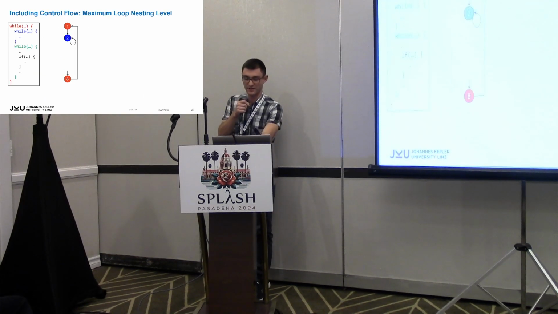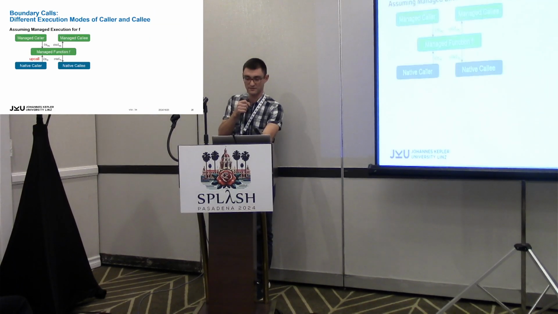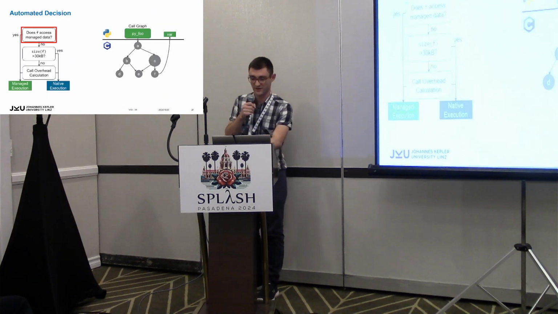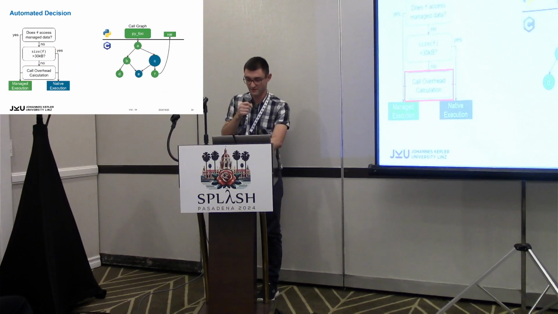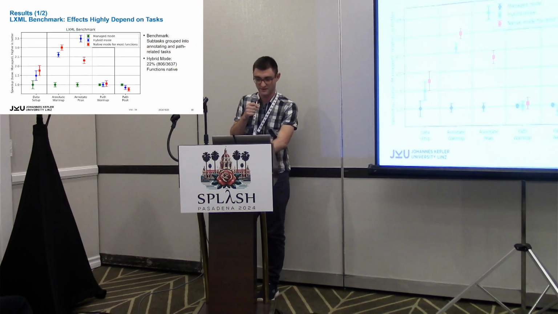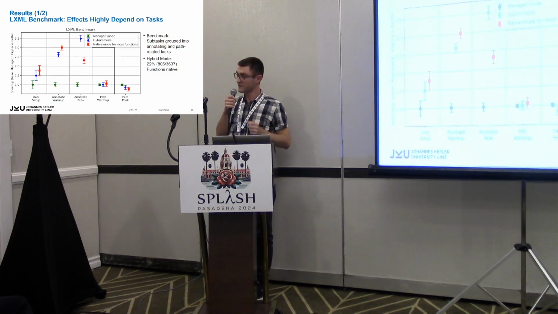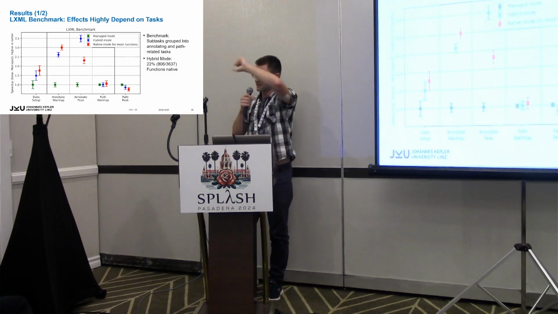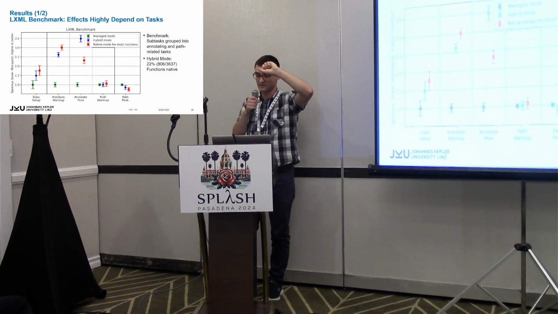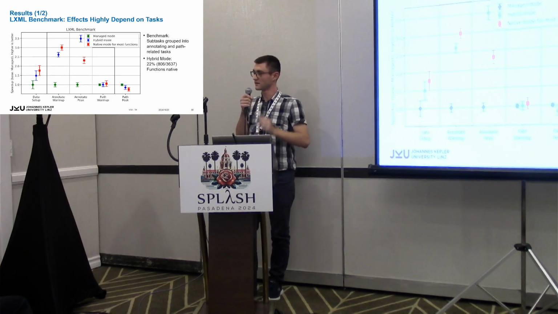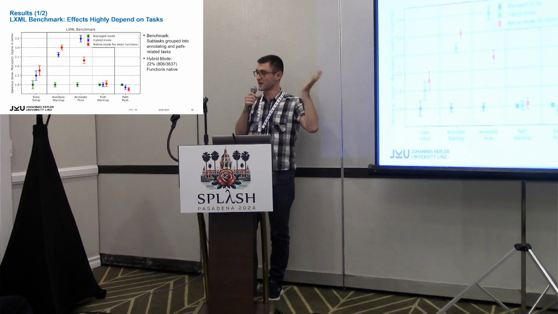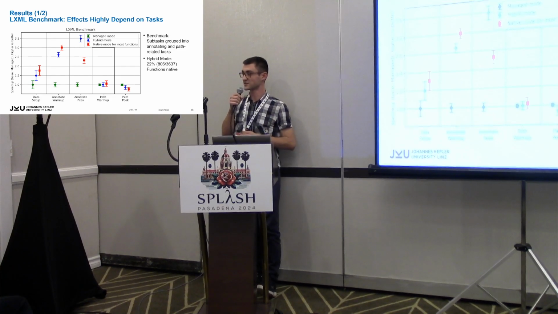If we see that in a benchmark, for example the LXML benchmark, I think only a third or even less, 22%, of the functions are native, then we could adjust this division by 2 to make it more appropriate to the actual situation in the application. But we don't know this beforehand.